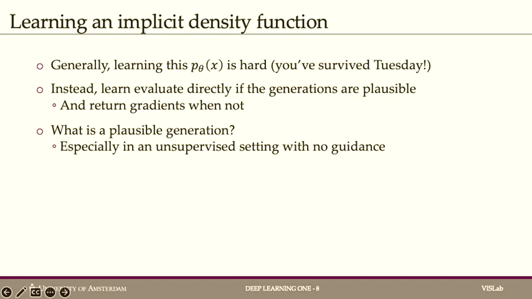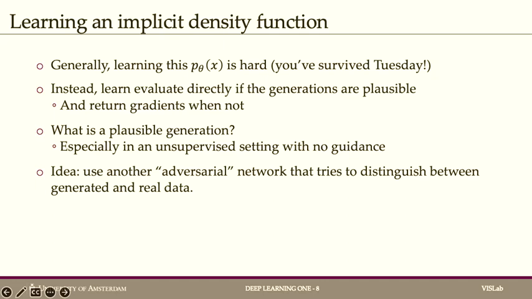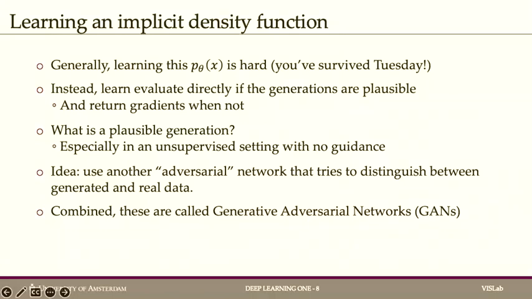And then the question is, of course, what is a plausible generation? So we're still in the unsupervised regime. We don't have any labels. We simply have a training data set. And that's exactly what we're going to use, via an adversarial network that tries to distinguish between the generated and the real data. Combined, these are called generative adversarial neural networks.